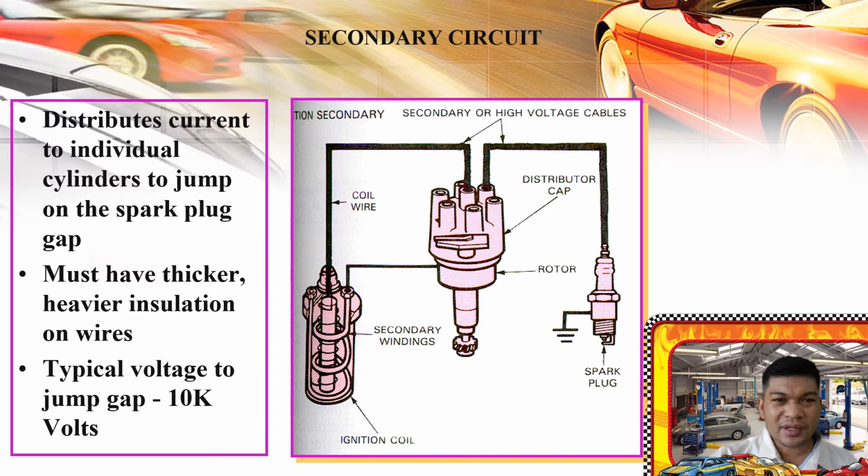The secondary circuit distributes current to individual cylinders to jump the spark plug gap. It must have thicker and heavier insulation on the wires. The typical voltage to jump the spark plug gap is 10,000 volts.